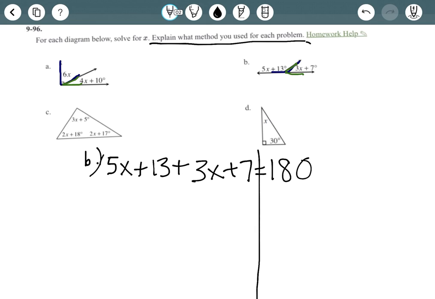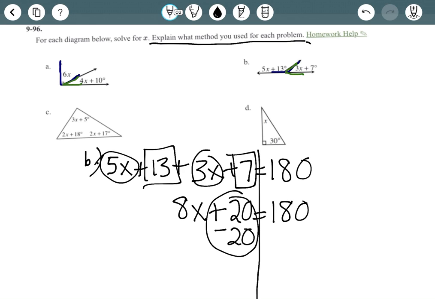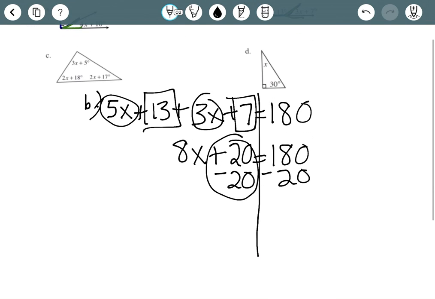I have a 5x and a 3x here, which are like terms, and then a 13 and a 7. So my 5x plus 3x gives me an 8x, plus my 13 and 7 give me a 20. Bring down my 180 on the right side here. Now I've got to work on getting this 8x by itself, so I'll subtract 20, which leaves me with a 0 pair. Now I have to subtract 20 on the other side to keep the equation balanced. I'm left with 8x equals 160.